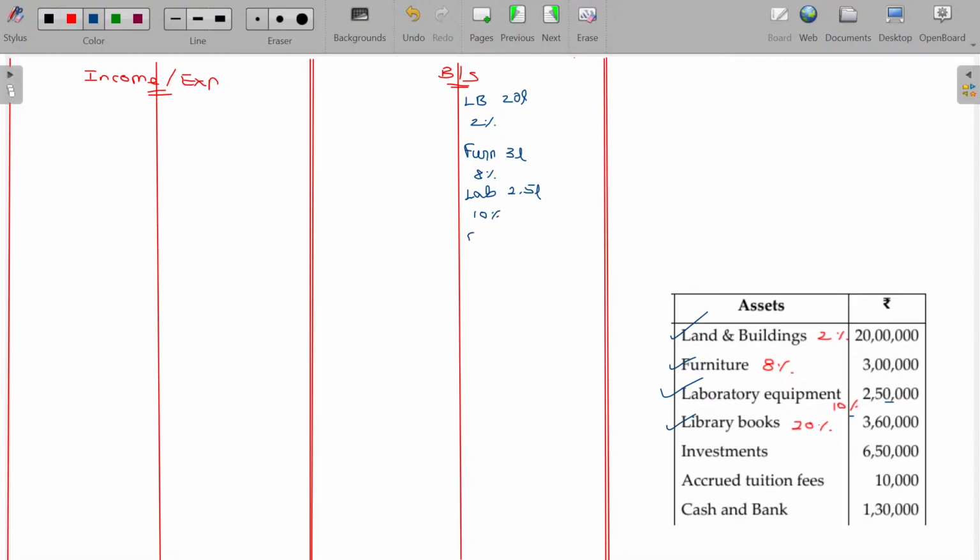Library books. The value being 3.6 lakhs. Is that okay? The applicable depreciation in this case being 20%. Investments. We have 6.5 lakhs here. Accrued tuition fees. So, accrued tuition fees is nothing but outstanding tuition fees.